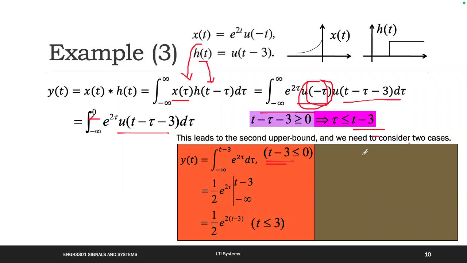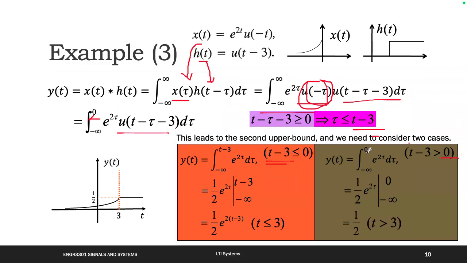And then let's talk about the other situation, t minus 3 greater than 0, which means the smaller upper boundary is 0. Am I right? So our upper boundary should be 0, and we have this equation to get this one. And this is our final output y(t).